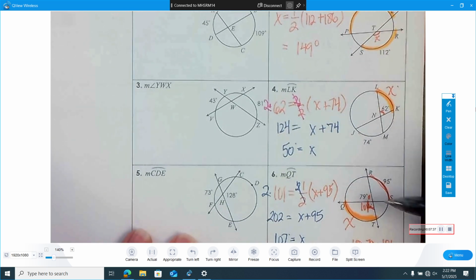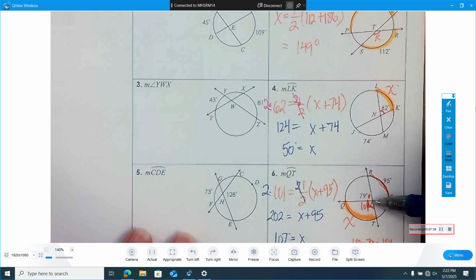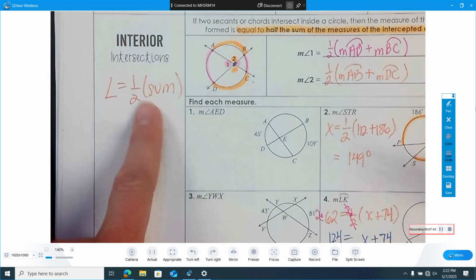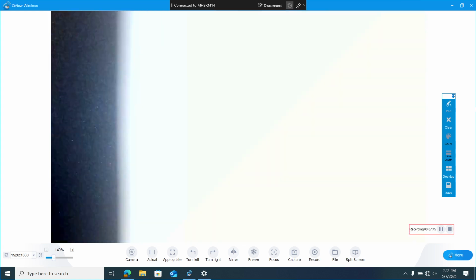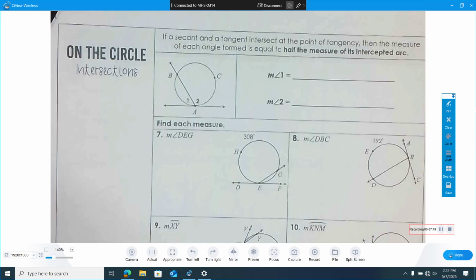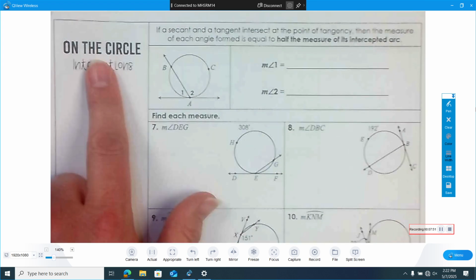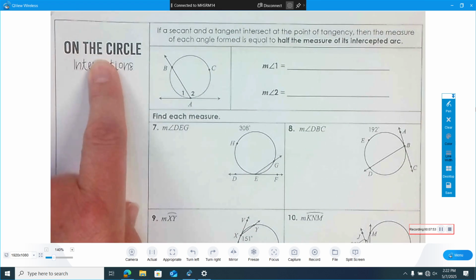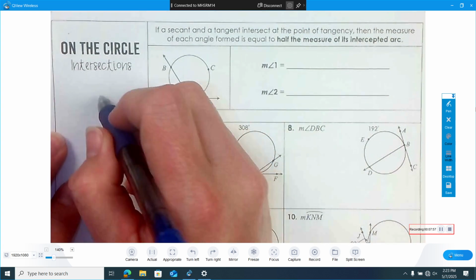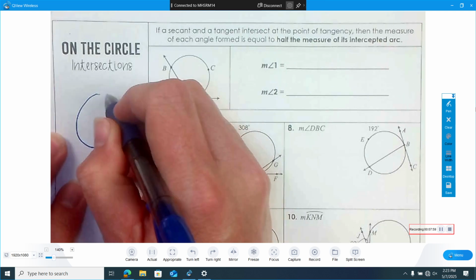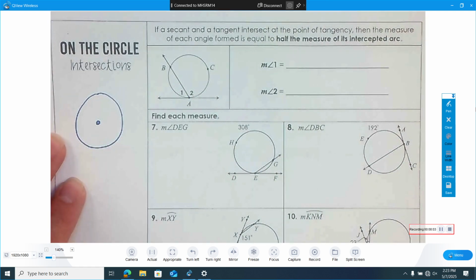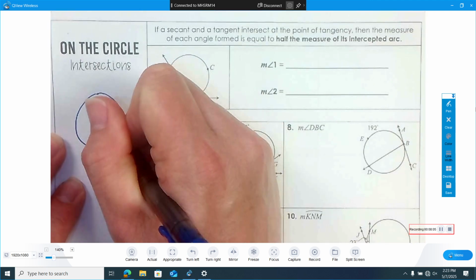So your job today is to identify: is my intersection inside? Then it's half the sum. So we also need to figure out if we have an intersection on the circle. But the nice one here is you already know how to do this. So I just want to review for a second, because it's always good to refresh our brains here. I have a circle. The center of the circle is present.